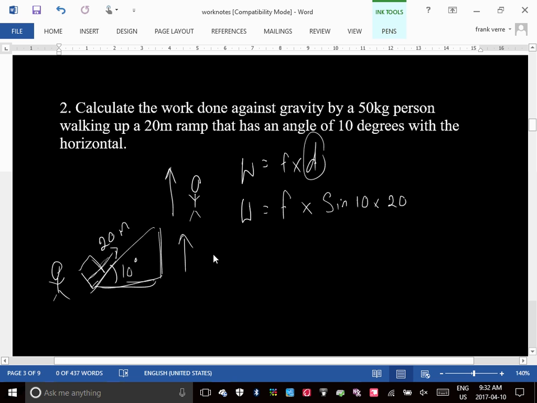So the force up, we have the distance up. Now the question is, what's the force up though? That's a good one. What's the force up?